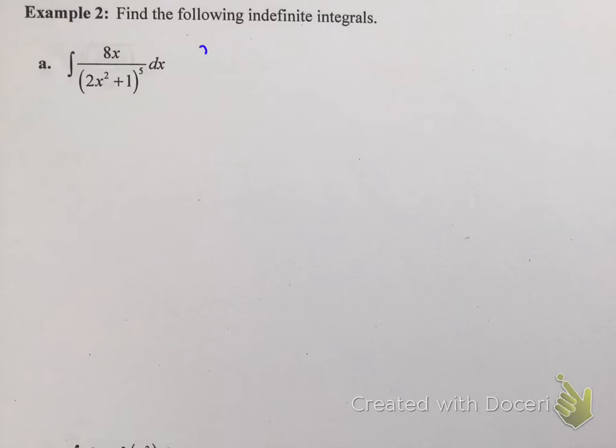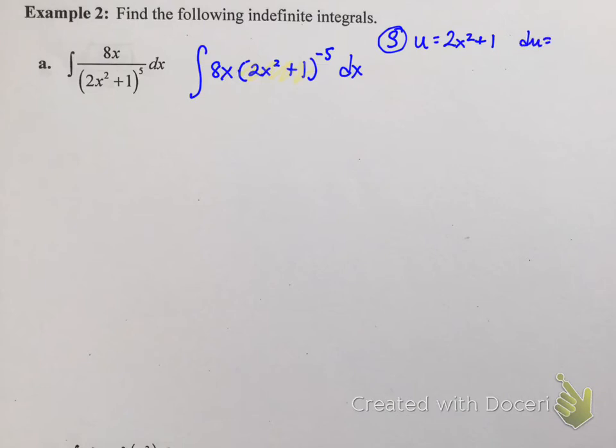So the first thing I'm going to do is rewrite this as a product. If I rewrite this as a product, I get 8x times (2x squared plus 1) raised to the negative 5th power dx. Okay, so first step is to substitute, let u equal whatever's in the parentheses, which is 2x squared plus 1. Du equals 4x dx.